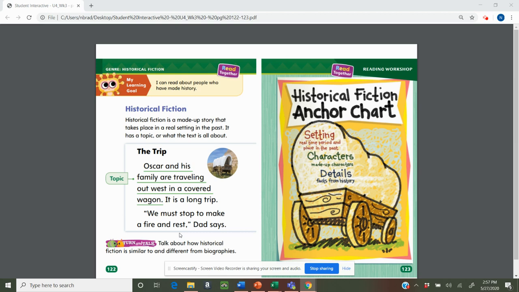So I read that Oscar and his family are traveling in a covered wagon. I know that people traveled that way a long time ago. Because Oscar and his father seem like real people, but are saying things we could not know they said, I think this is historical fiction. It is a made-up story that happened in the past.